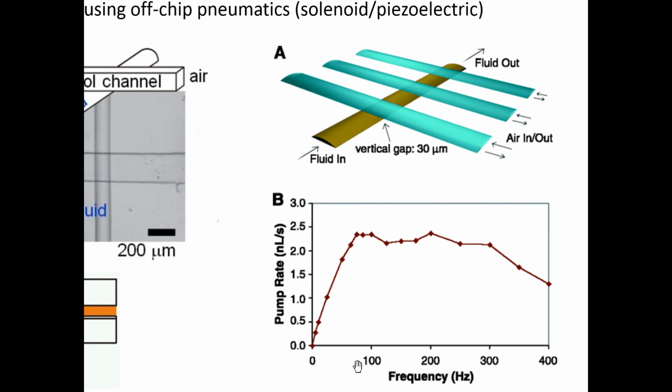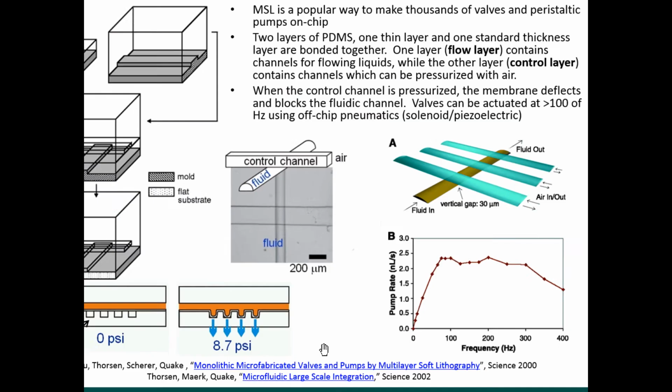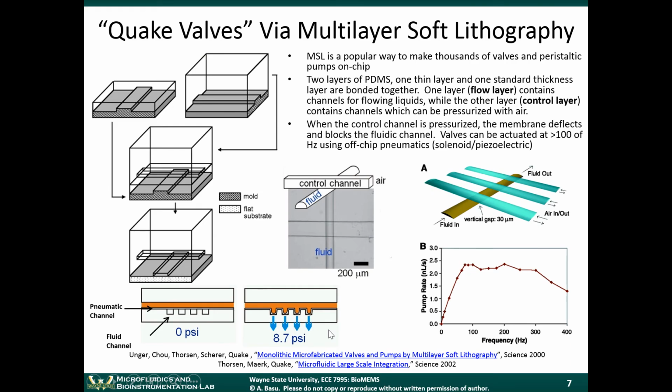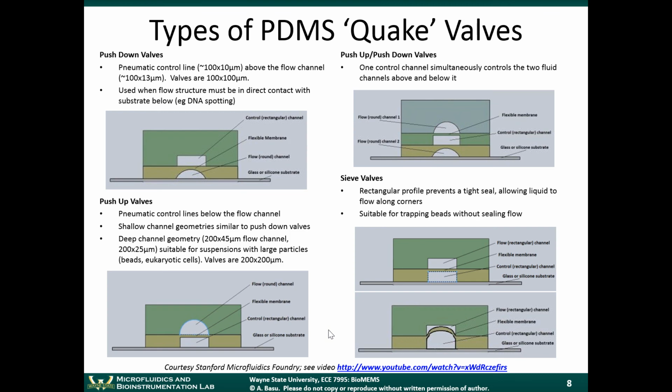This is the frequency of the actuation versus the pump rate. So valves and pumps are included in the same module here because, in this case, you can see that they go hand in hand. They're both fluid control elements. This information was from the Stanford Microfluidics Foundry, so you can see the cross-section of what these channels look like.